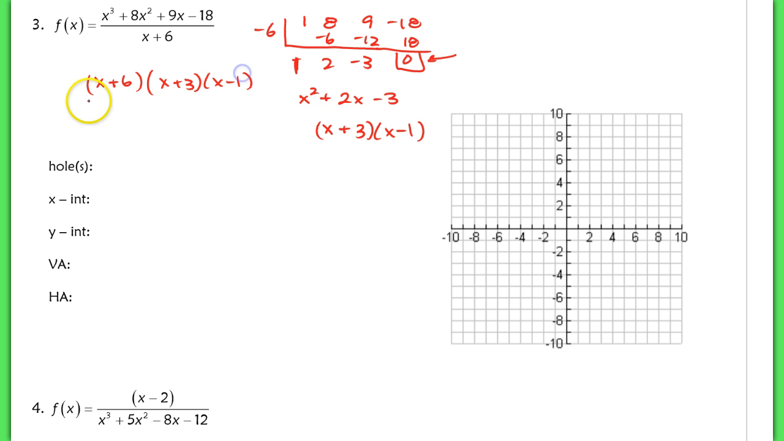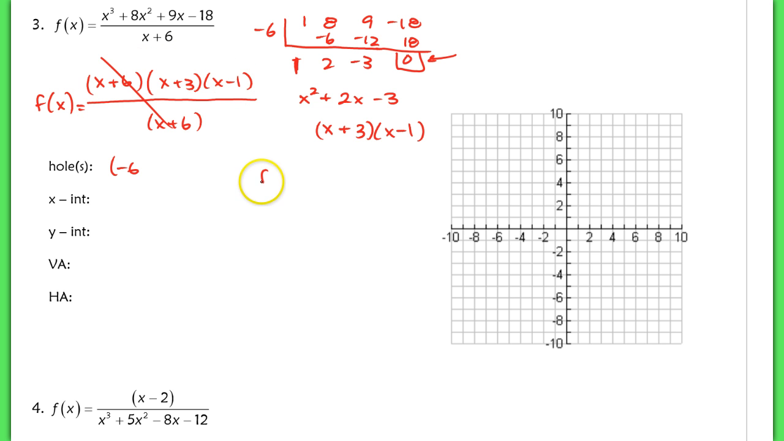So again, when you see 4 terms, try to use factor theorem and then use the hint that the denominator might help you. So I would just jump right away to trying -6 here. All right, now the x plus 6's obviously cancel, which will create a hole. So I'm going to plug in -6 into the resulting function, which is x plus 3 times x minus 1.